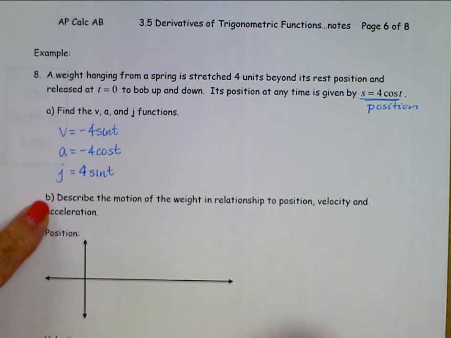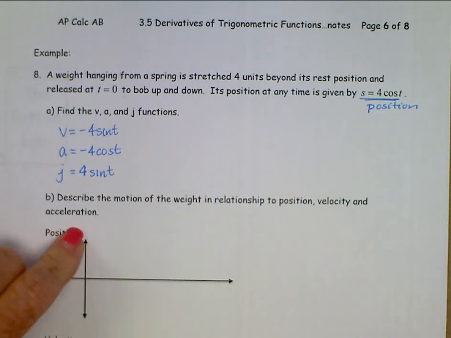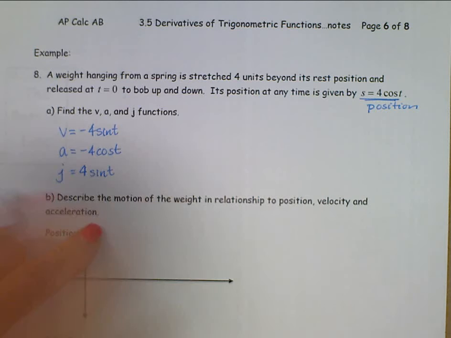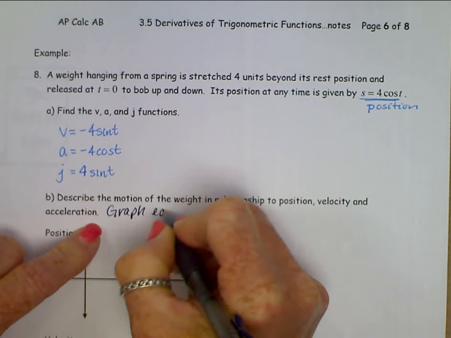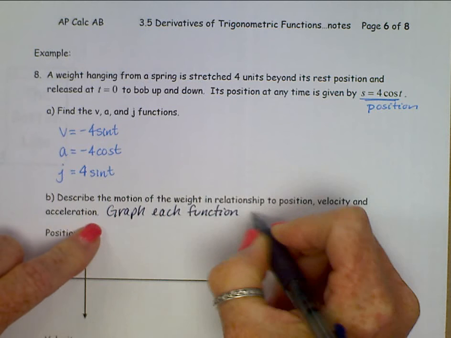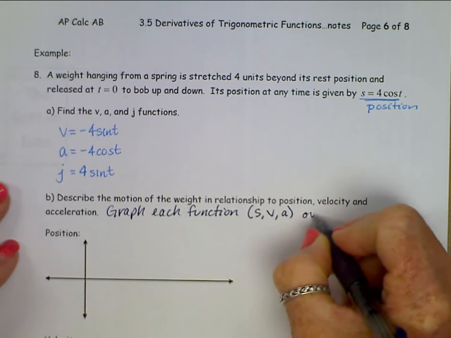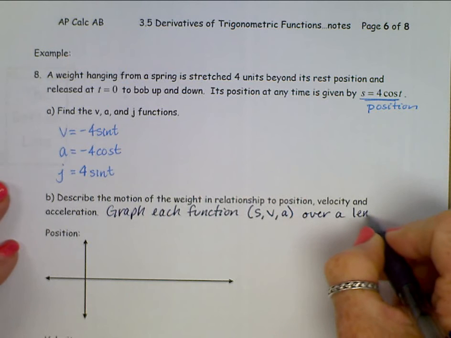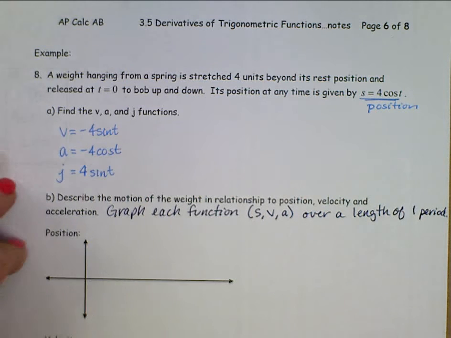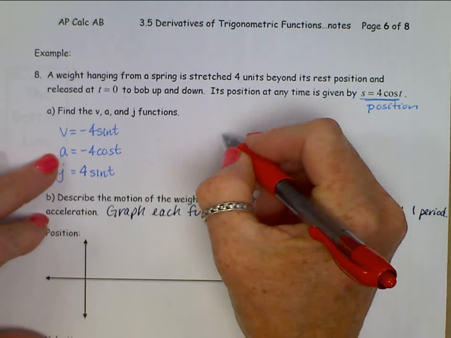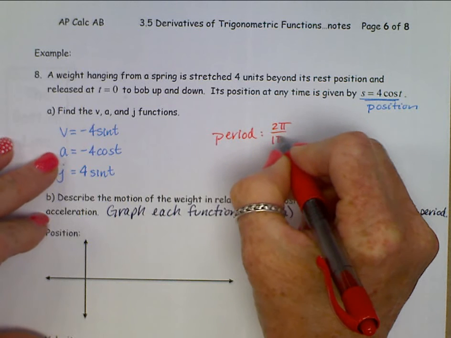All right, now I want you to describe the motion of the weight in relationship to position, velocity, and acceleration. In order to do that, we are going to have to graph each function over a length of 1 period. The functions that we're interested in are position, velocity, and acceleration. Remember back to your pre-calc. How do you find period? Period for a sine or cosine curve is 2 pi over the absolute value of b.